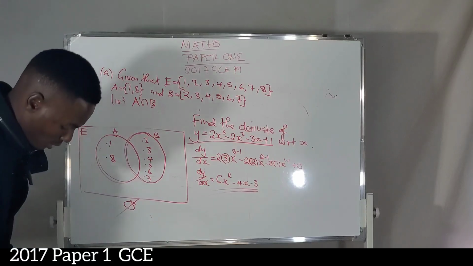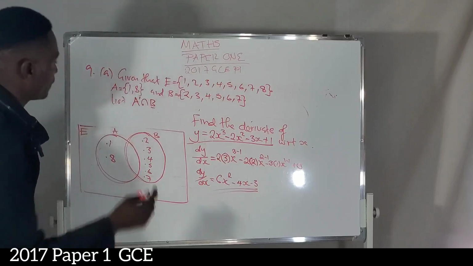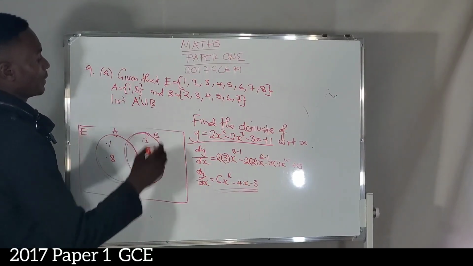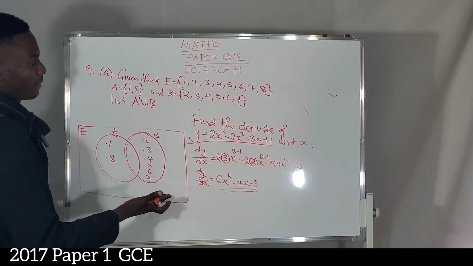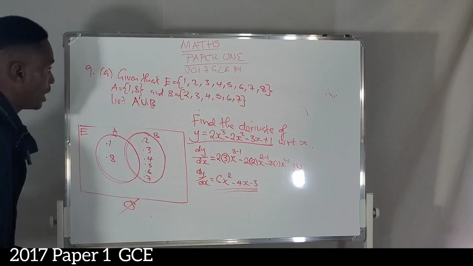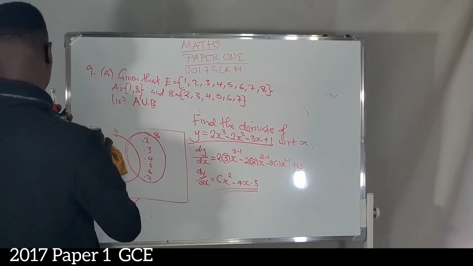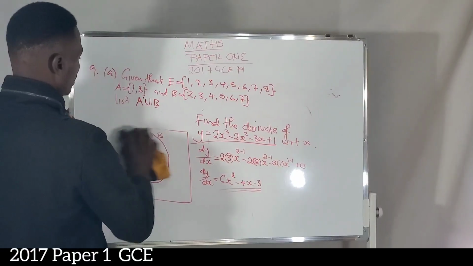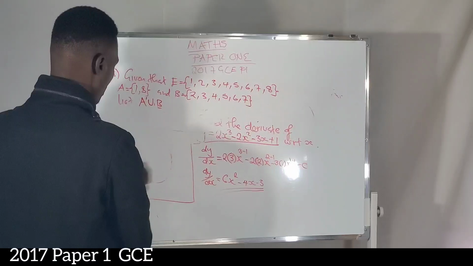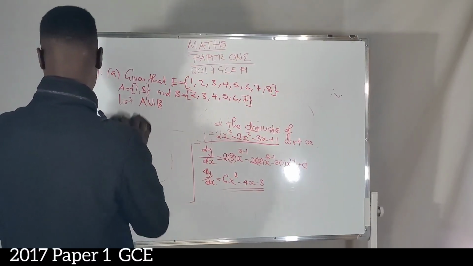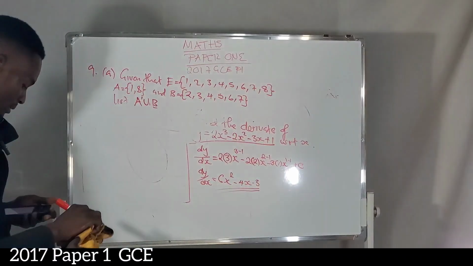Okay, so that's it. What if there was a union? It means consider even elements that are outside, but you don't have anything outside here. I think I'll explain more in paper 2. So let's look at question B under question 9.